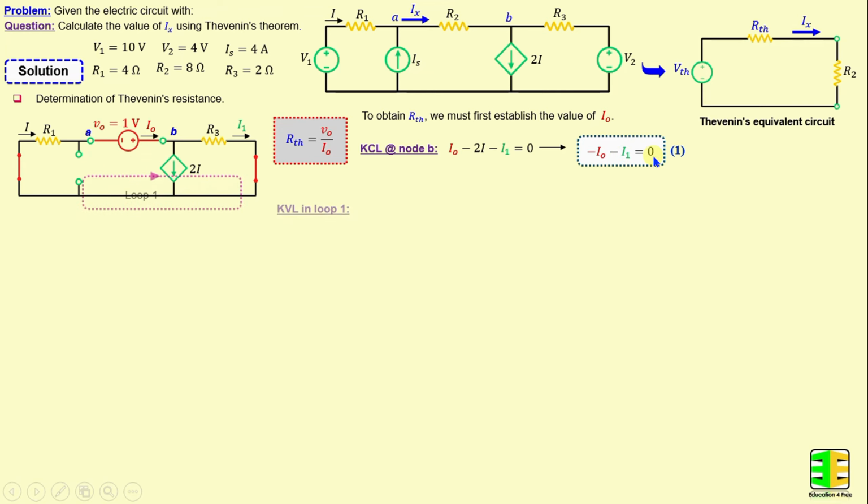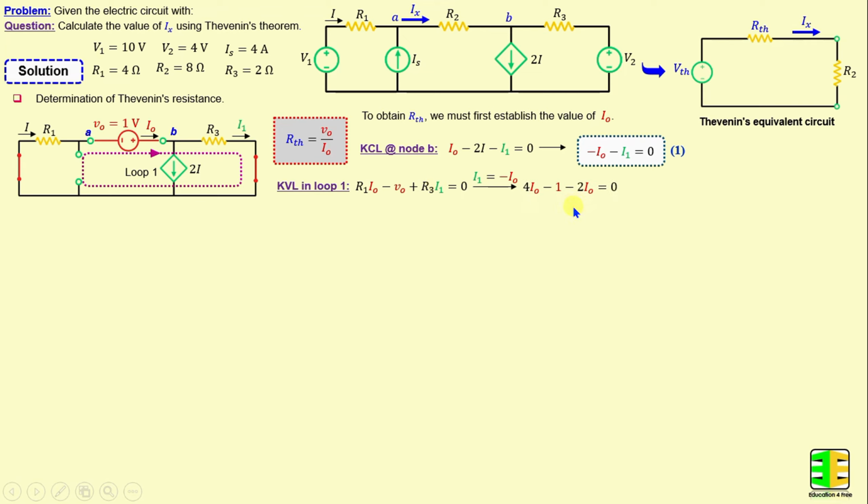That means, if we replace I by IO in this equation, we obtain negative IO minus I1 is equal to 0. Now, by applying Kirchhoff's voltage law in loop 1, we can write R1 times IO minus VO plus R3 times I1 is equal to 0. And from equation 1, we have I1 is equal to negative IO. If we replace I1 here by negative IO, we obtain 4 times IO minus 1 minus 2 times IO is equal to 0. That means IO is equal to 1 over 2 amps.